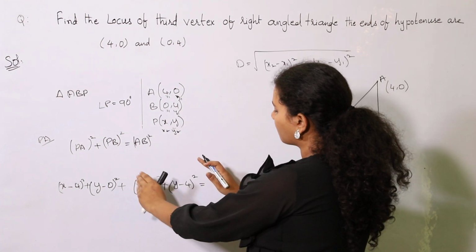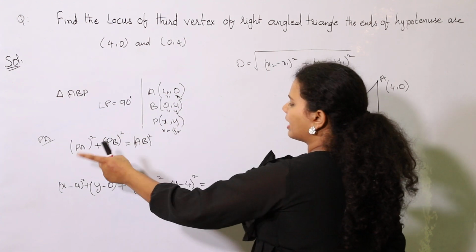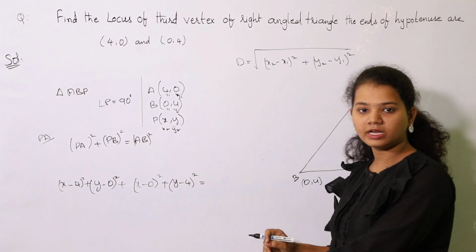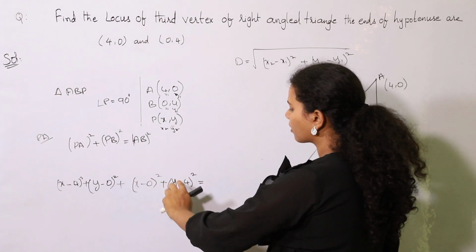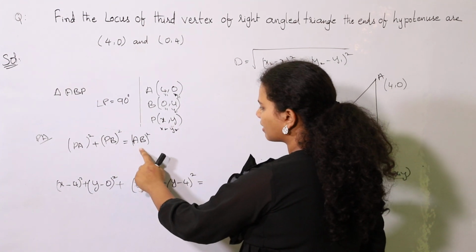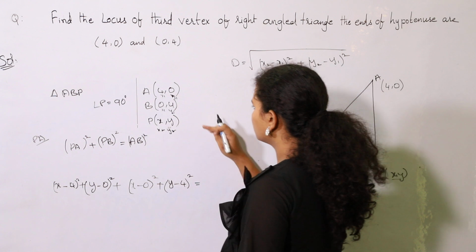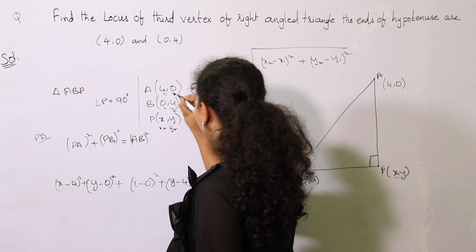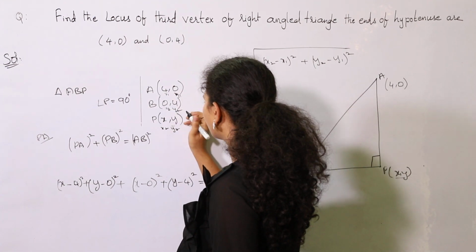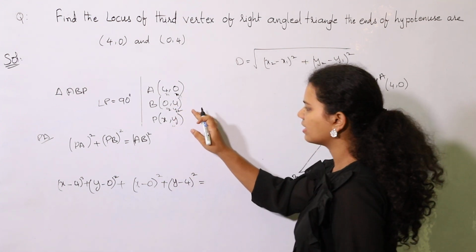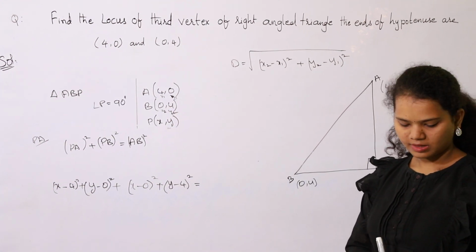Guys, here I haven't written the root because the square root gets cancelled, so that's why I have not written it. PA square plus PB square, where this is equals to AB square. So let A be x1, y1 and B be x2, y2. Clear? Are you getting it?